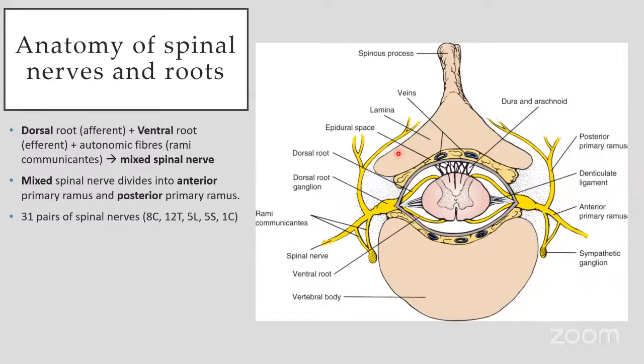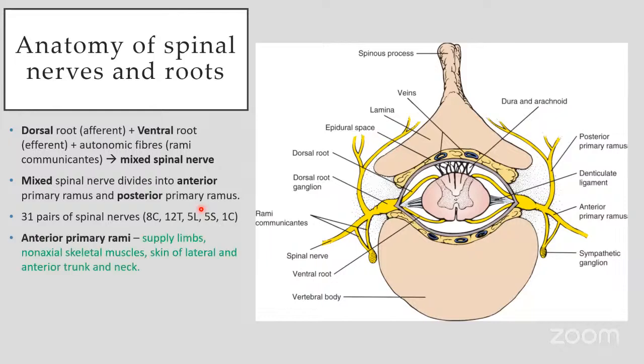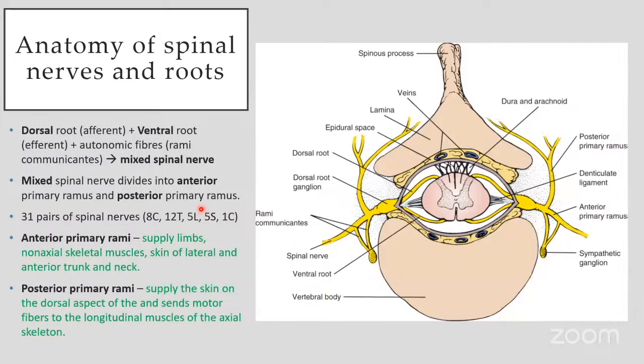There are 31 pairs of spinal nerves: 8 cervical, 12 thoracic, 5 lumbar, 5 sacral, and 1 coccygeal. The anterior primary rami supply mainly the limbs, non-axial skeletal muscles, skin of the lateral and anterior trunk and neck. The posterior primary rami supply the skin on the dorsal aspect of the body and send motor fibers to the longitudinal muscles of the axial skeleton.